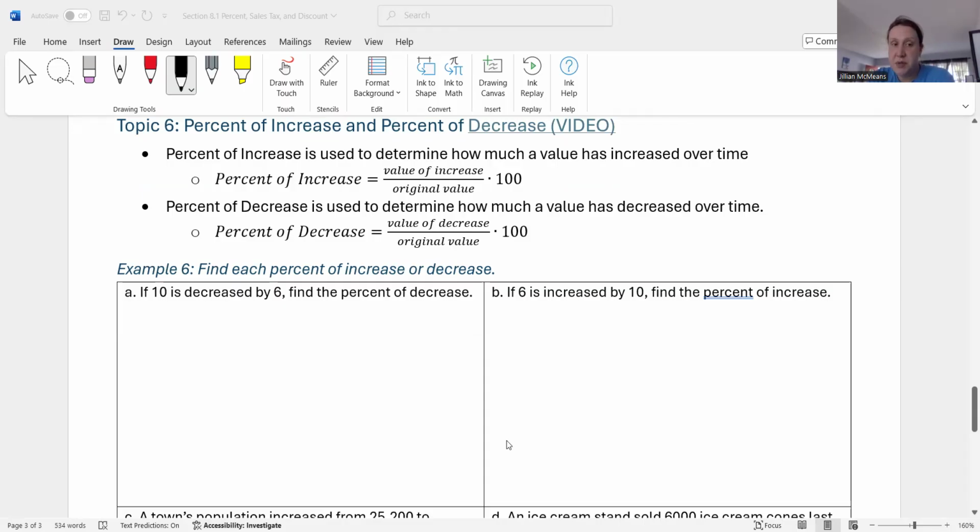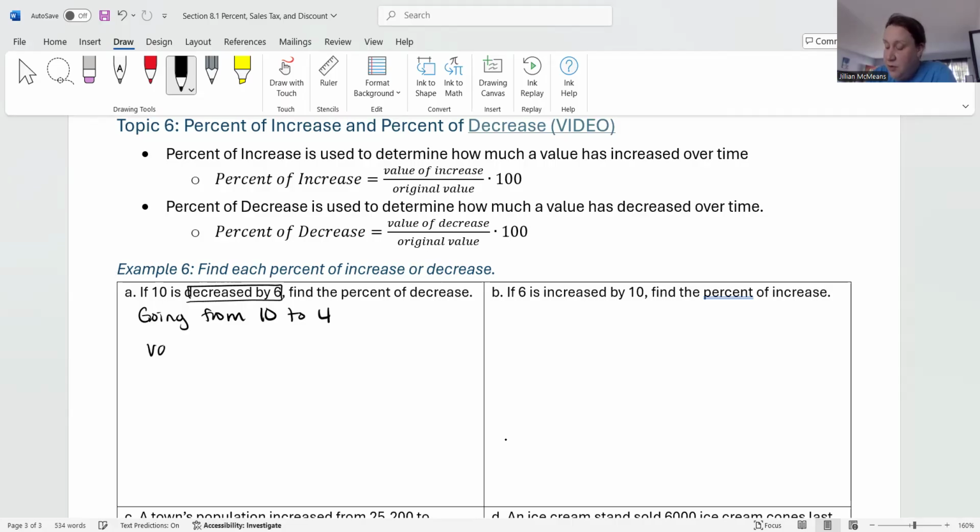Okay, so example 6 says find each percent of increase or decrease. So part A, it says if 10 is decreased by 6, find the percent of decrease. Okay, so if 10 is decreased by 6, so we're going from 10 to 4. So we're decreased by 6. So basically that means going from 10 to 4. Find the percent of decrease.